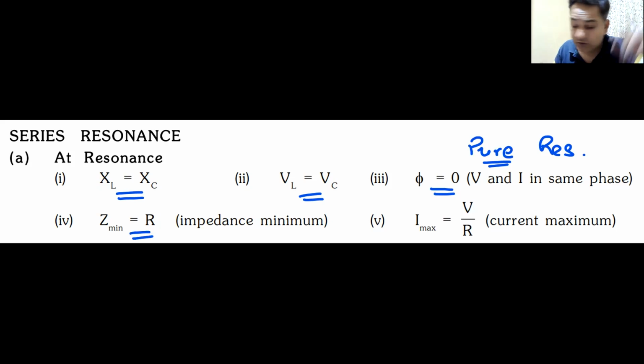Impedance is minimum, and the current is maximum. Current is also maximum, and the value is V by Z, or V by R. Please note this down point-wise. Straight away questions will come based on these points. A minute to win it.